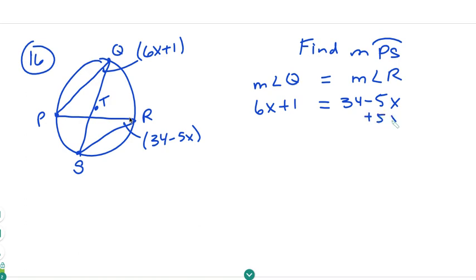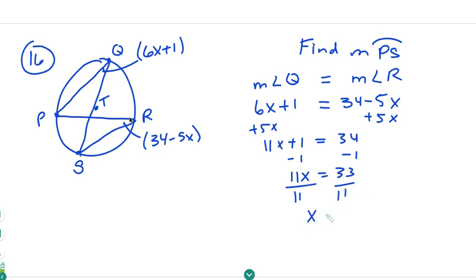Zero pair out the 5x. 11x plus 1 is equal to 34. Zero pair the 1. 11x is equal to 33. Divide by 11. X is equal to 3.